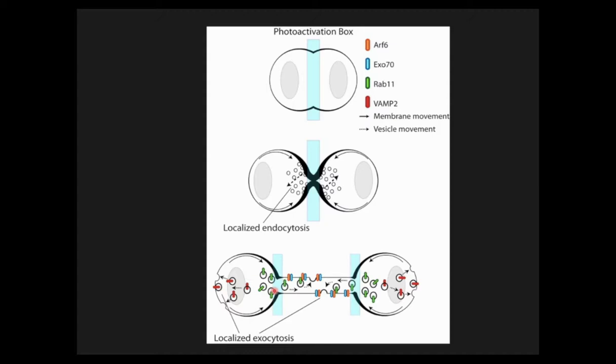The endocytosed vesicles undergo exocytosis in two distinct regions using two different mechanisms. In the first mechanism, the vesicles are trafficked to recycling endosomes containing Rab11 and then to the intercellular bridge, where they undergo Arf6 and Exo70 mediated exocytosis.